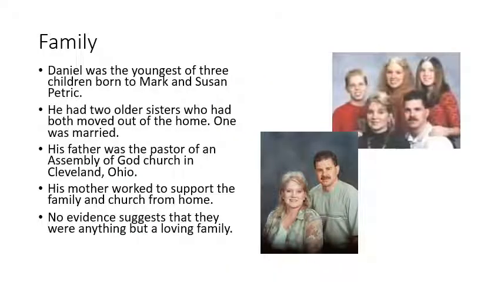So I'll give you a little bit of background about the family. Daniel was the youngest of 3 children born to Mark and Susan Petric. He had 2 older sisters. They both didn't live in the home anymore. They were grown. One of them was married. His father was the pastor of an Assembly of God church in Cleveland, Ohio. His mother worked to support the family and the church from home. There's no evidence presented anywhere that I've been able to find that suggests they were anything but a loving family. So there's no family history, at least on the records, of difficult things that happened in the home, although every home has challenging things that happen, regardless of whether there's a record.